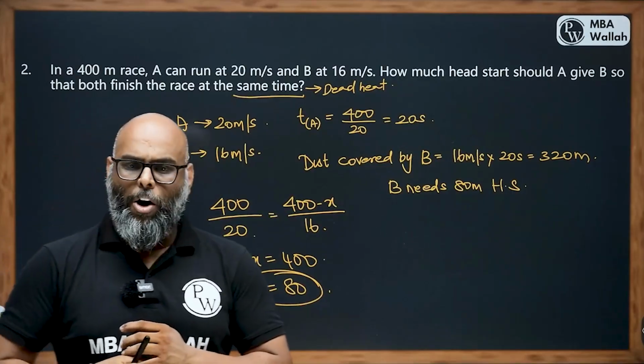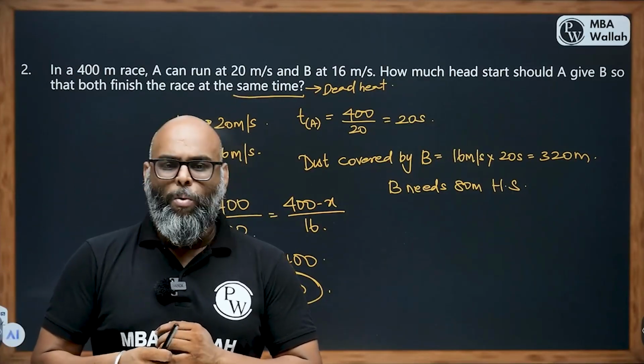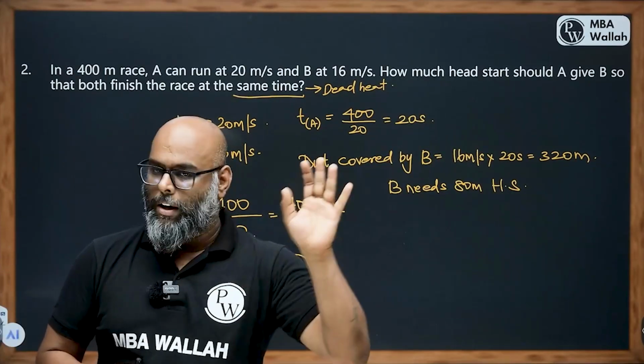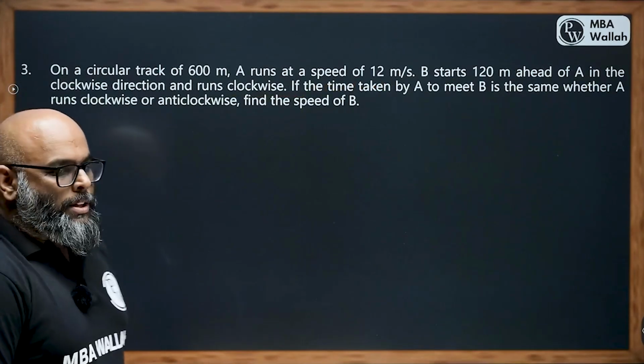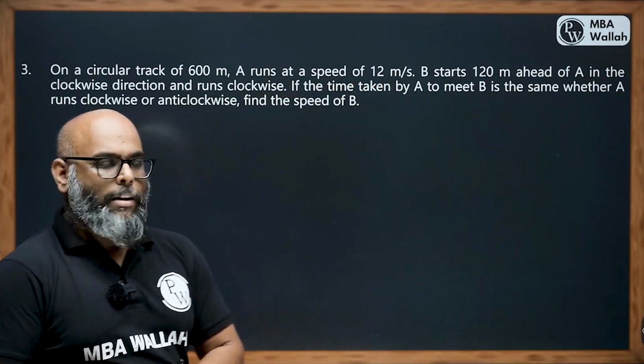So get the logic, look at the condition, what case is given, and then approach it accordingly. Right? We'll do one more question on circular races to get the funda.